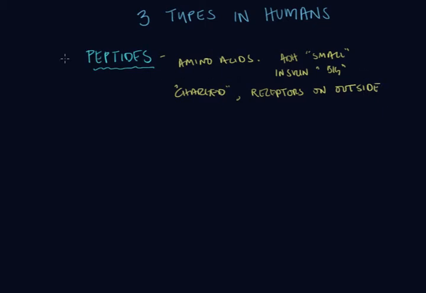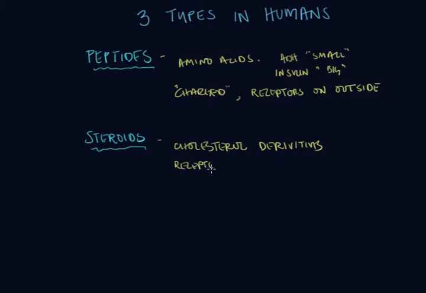So the next big type of hormone in humans are steroids. And steroids come from lipids, namely cholesterol. Cholesterol is a big lipid. And so because steroid hormones come from cholesterol, which is nonpolar, steroids are nonpolar, and they're able to cross cell membranes. And so typically steroid hormone receptors are on the inside of cells, and might even be in the nucleus of a cell. And so those are steroids.